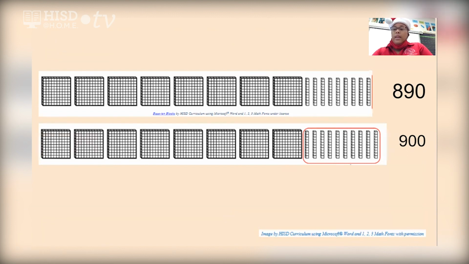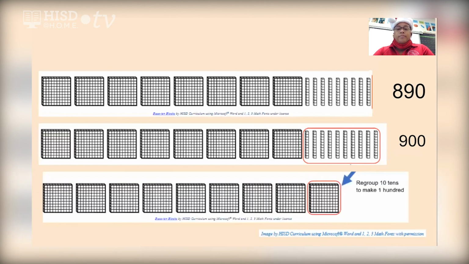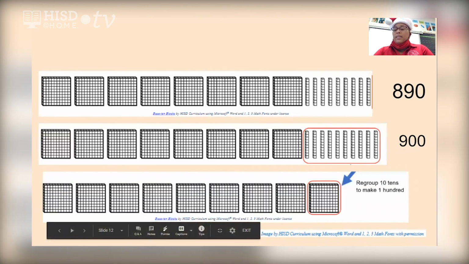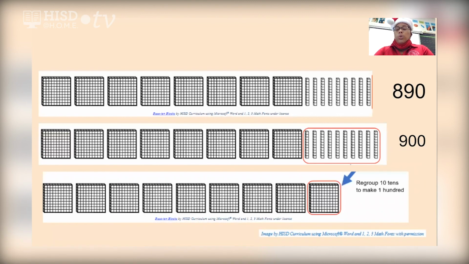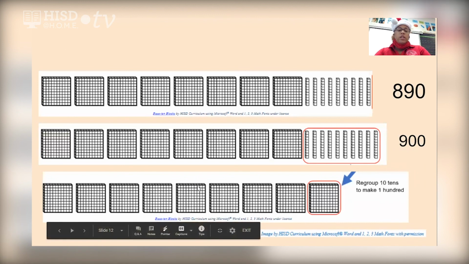So we could change that 10 tens into 100. So my answer would be, if I add 110 to 890, I have 900. And then we regrouped the tens. So instead of leaving it as 10 tens, we changed it to 100. So now we have 1, 2, 3, 4, 5, 6, 7, 8, 9 hundreds. The answer was 900.